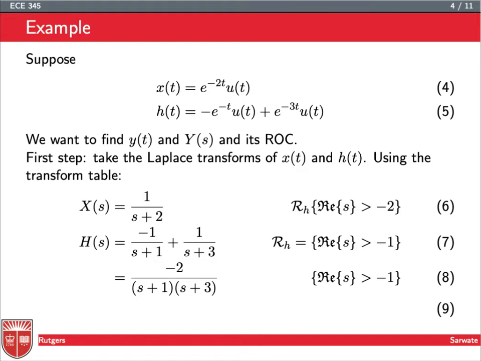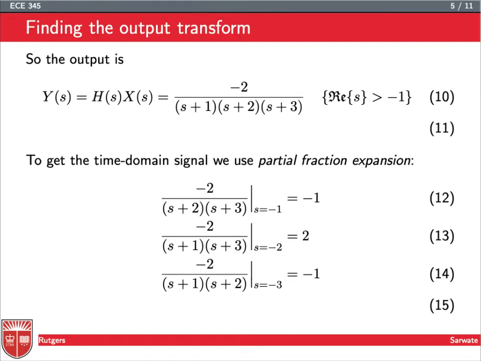So now if we want to compute the system output, what should we do? Well, we just multiply H of s and X of s. So we're going to get minus 2 over s plus 1 times s plus 2 times s plus 3. And the ROC is going to be the intersection of the ROCs here, which is essentially the smallest ROC, the real part of s greater than minus 1.